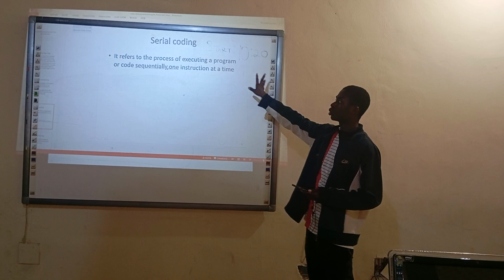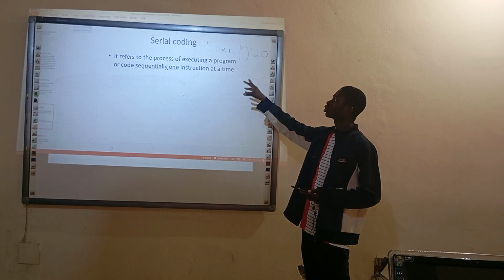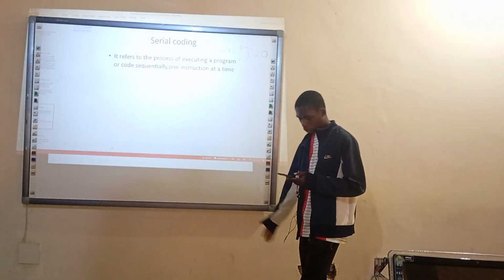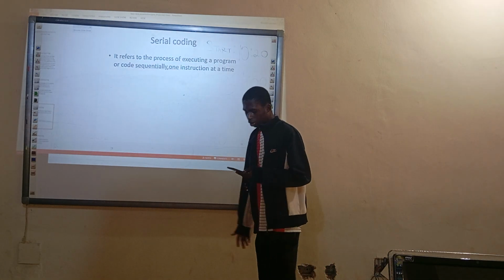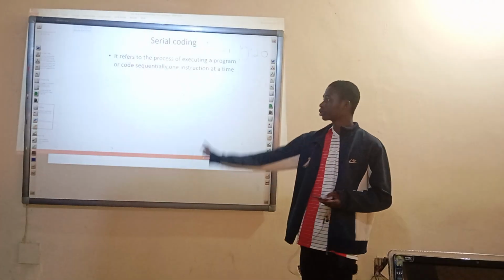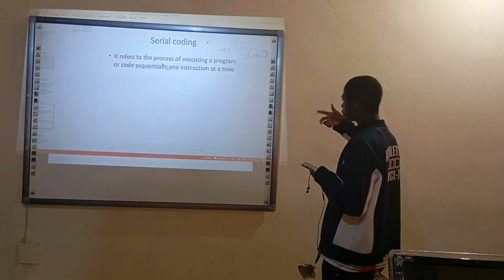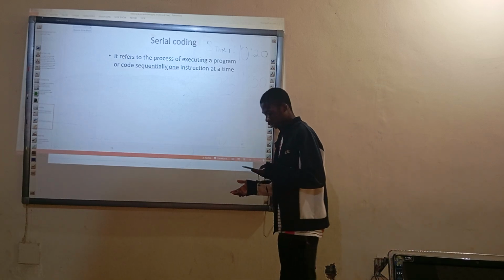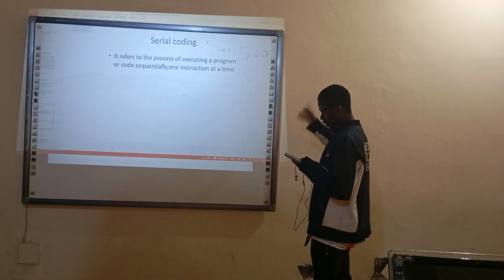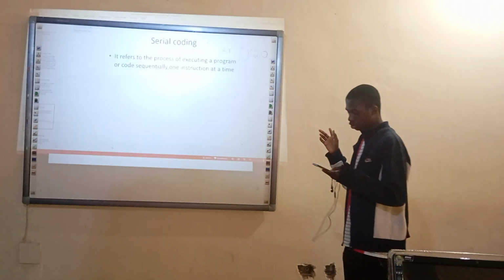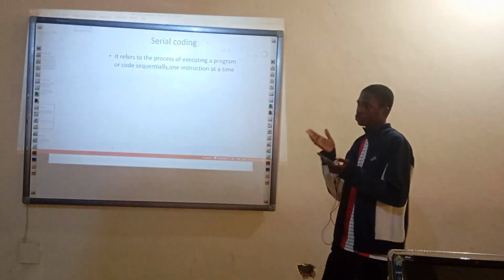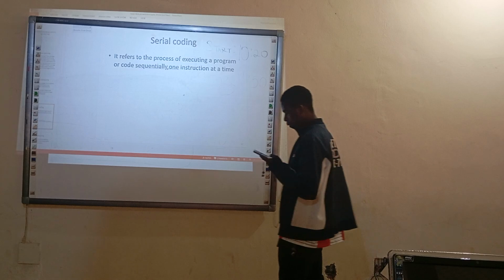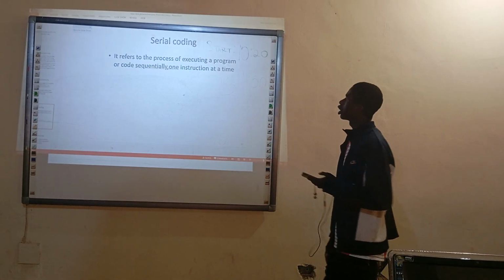So the process of executing a program sequentially, one instruction at a time, is what we refer to as serial coding. Now, one of the characteristics that we can note from this definition is sequential execution. It executes its program one instruction at a time, with single core processing. Only one CPU core is used to execute the code. So one CPU core for one particular program. So that's about serial coding.